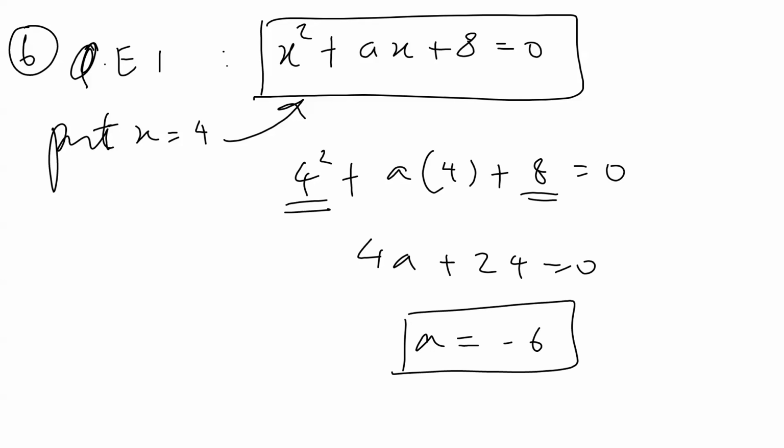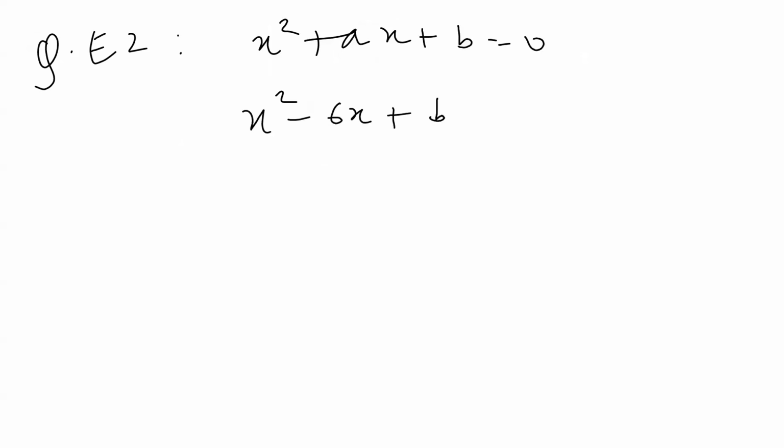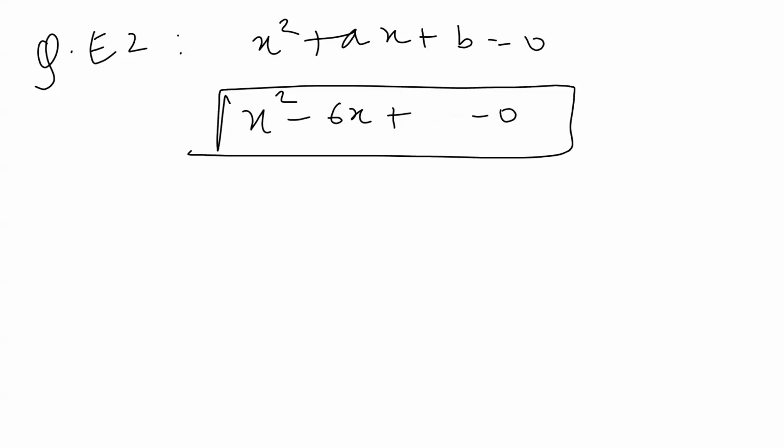let's go to the next quadratic equation given in the problem. But remember, a is minus 6. So quadratic equation number 2 is x square plus ax plus b is equal to 0. Put the value of a. A is minus 6. Okay. Now what information is given about this quadratic equation is this particular quadratic equation has equal roots.